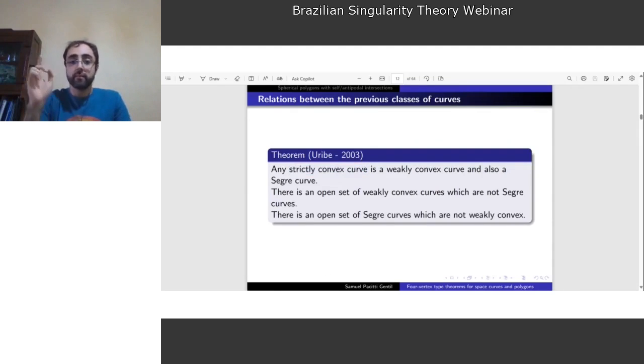The classes of Segre curves and weakly convex curves are more general, and more interestingly, these two statements here show us that they are interesting in their own right. It's interesting to study them and try to generalize this theorem for such curves.